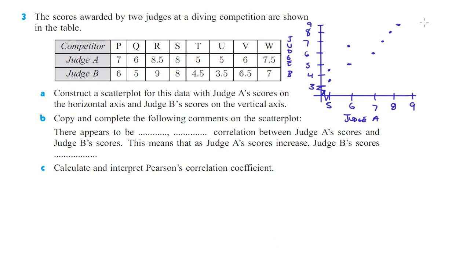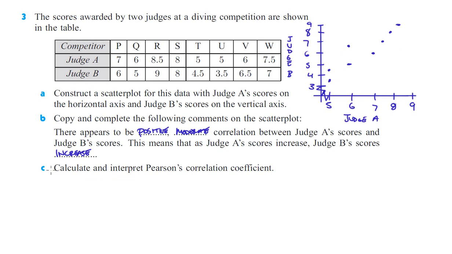So it says copy and complete the following comments on the scatter plot. This appears to be positive. Okay, and looks like it is probably moderate. It's not super strong. I'm going to go with moderate. Correlation between Judge A scores and Judge B scores. That means that as Judge A's scores increase, Judge B's scores will also increase.